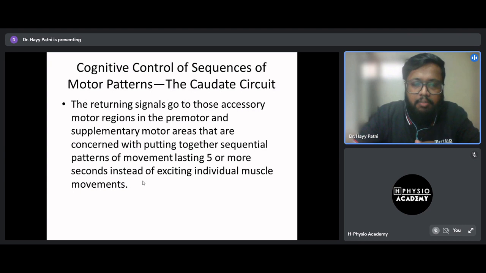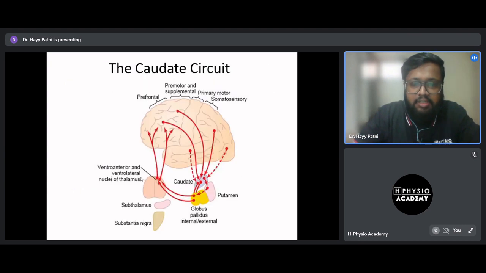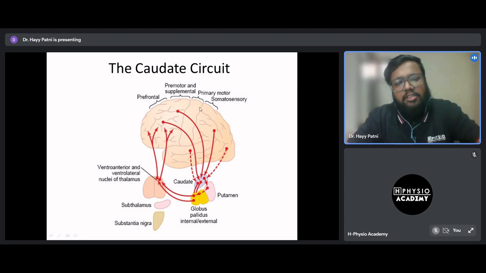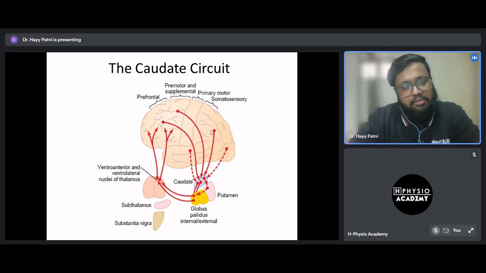Going back again to the circuit, you have to understand there are no direct connections from the primary motor area, nor are there any direct connections going from the circuit to the primary motor area. It is the processing of the information and sequencing, sending it back to the association area, and then it is sent to the primary motor area for the execution itself.